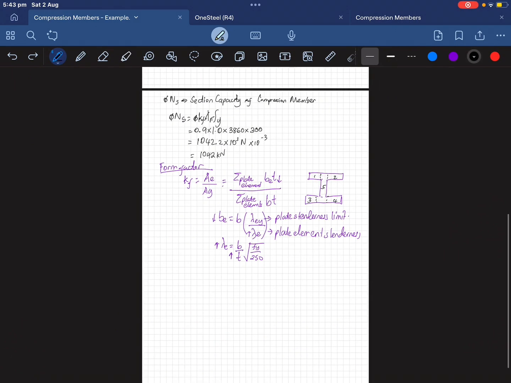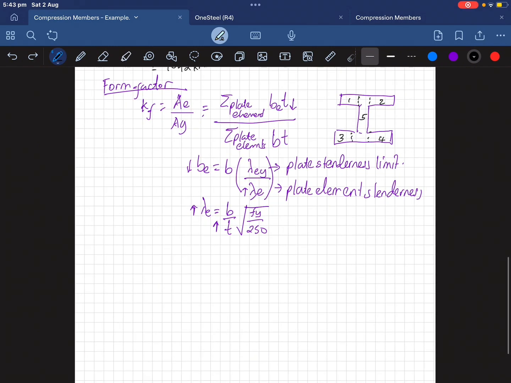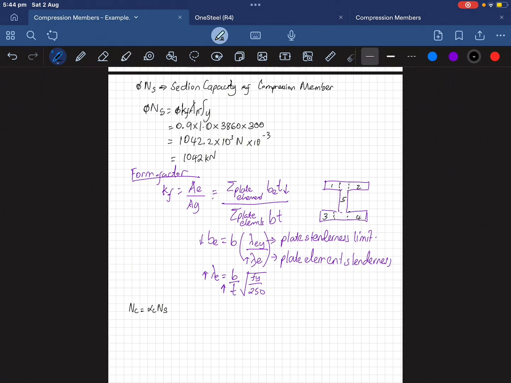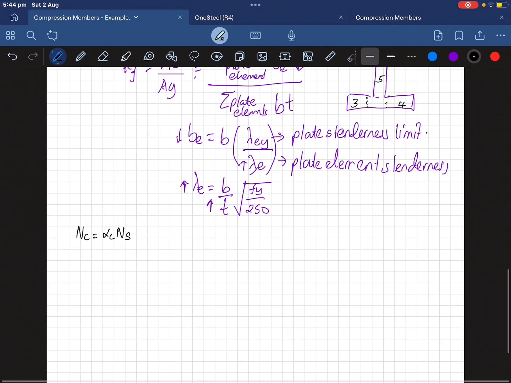Now let's get back to this. The member compression capacity, NC equals alpha C times NS. And because we've already reduced the section capacity by this phi reduction factor, which is 0.9 for this kind of failure, we don't have to do that again over here. So just keep that in mind.